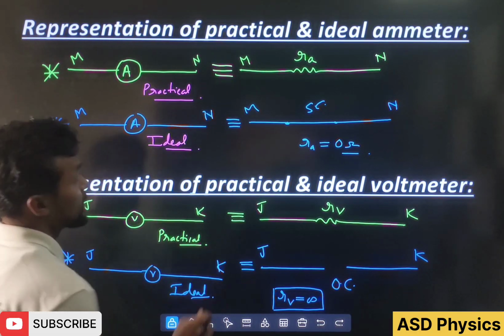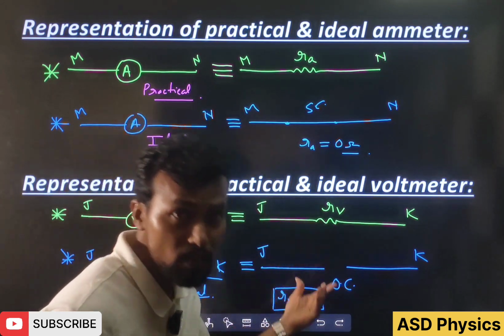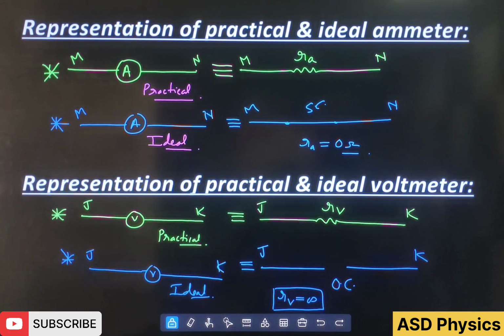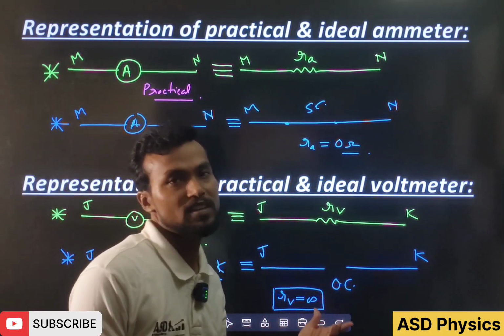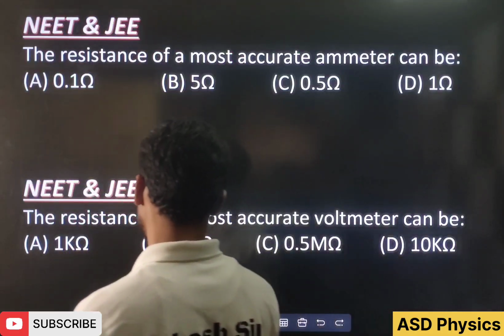I hope this representation of the practical and ideal ammeter and the practical and ideal voltmeter is very clear to you. Most of the time, if nothing is mentioned, we will take an ideal ammeter and voltmeter, that means the second representation, shown in blue here. Now let's take one basic question.